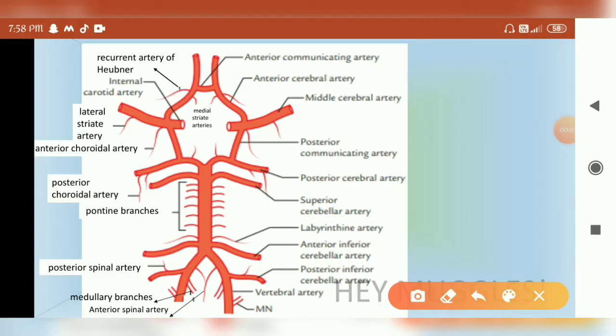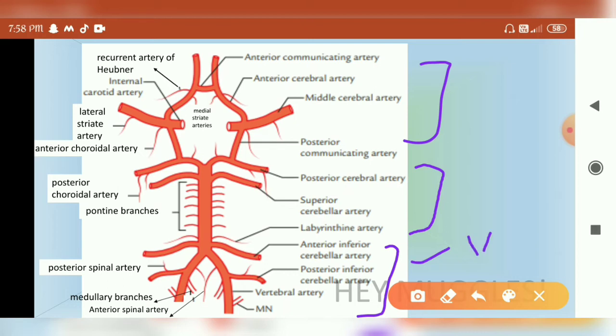We are going to study the branches of the circle of Willis in three parts. First is your vertebral artery, then the branches of your basilar artery, then the branches of your internal carotid artery, right? The cranial part of vertebral artery, then the basilar artery, and the cerebral part of internal carotid artery, right?